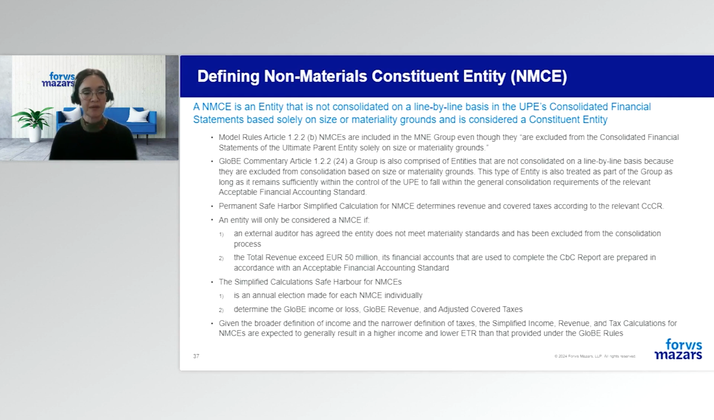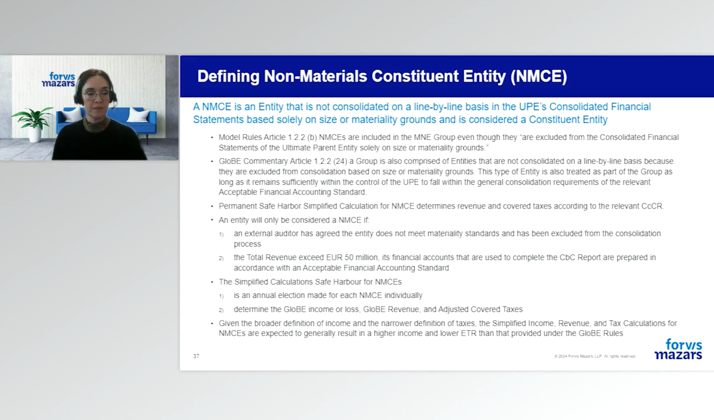And this is important because under the safe harbors, there's a simplified calculation. The simplified calculation allows non-material constituent entities to reduce the compliance burden and data gathering for inclusion in the GLOBE calculations. And the simplified calculation allows the GLOBE net income to be equal to the revenue as determined under the CBCR rules for the non-material constituent entity. And there are no deductions. So it is simply a measure of revenue for that non-material constituent entity.